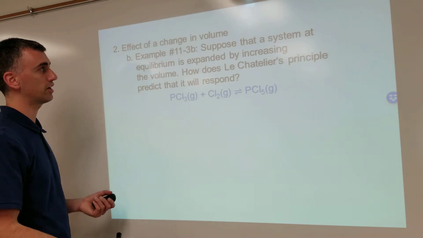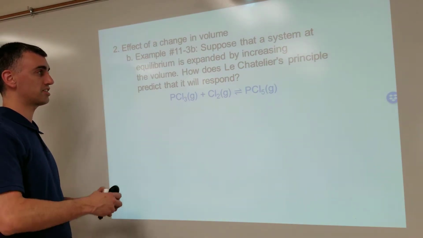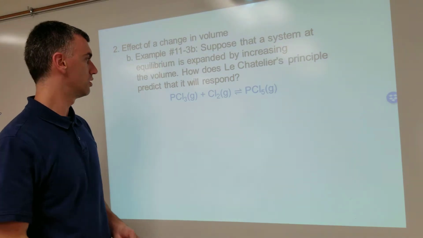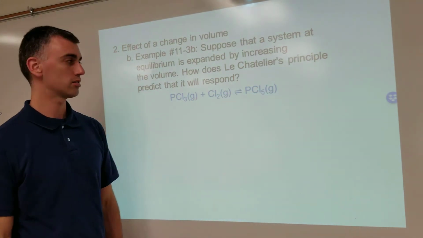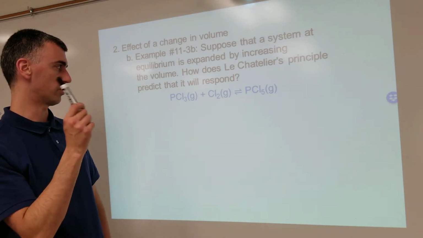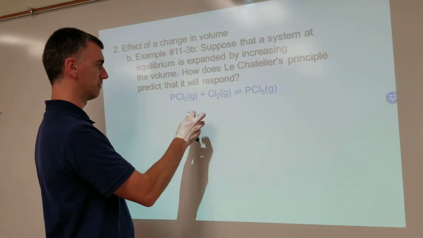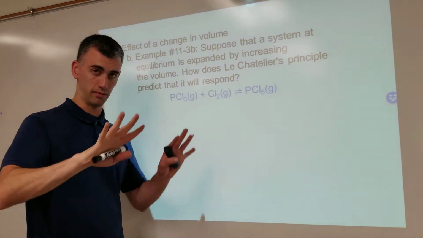On the contrary, if you expand the volume, that's going to favor things that like more space. Now wait, these are all gases. So which one do you choose? You have to remember what a balanced equation tells us. Is this balanced? 1 phosphorus, 5 chlorine, 5 chlorine. Okay, balanced, that's good.